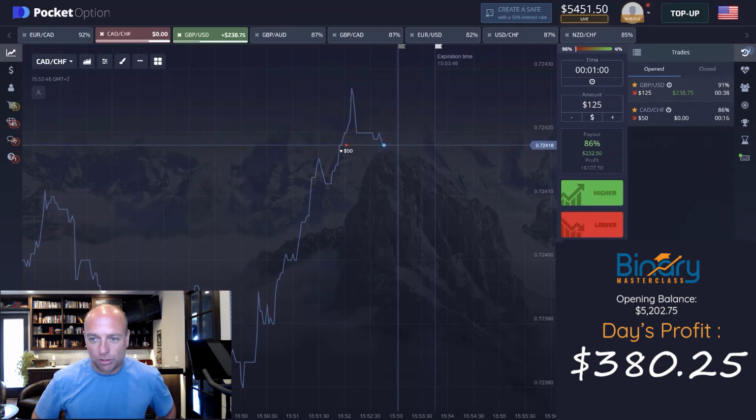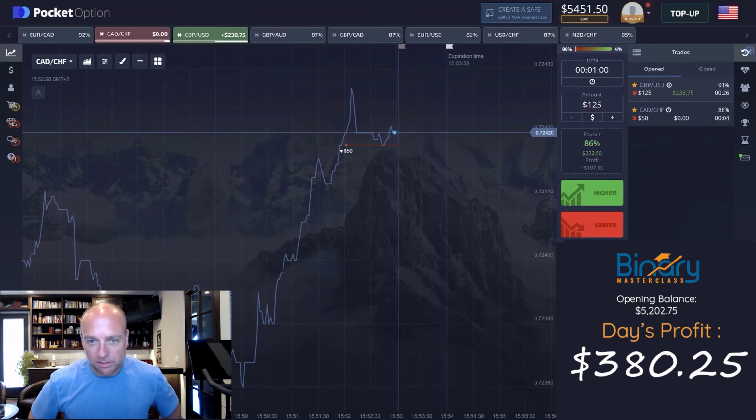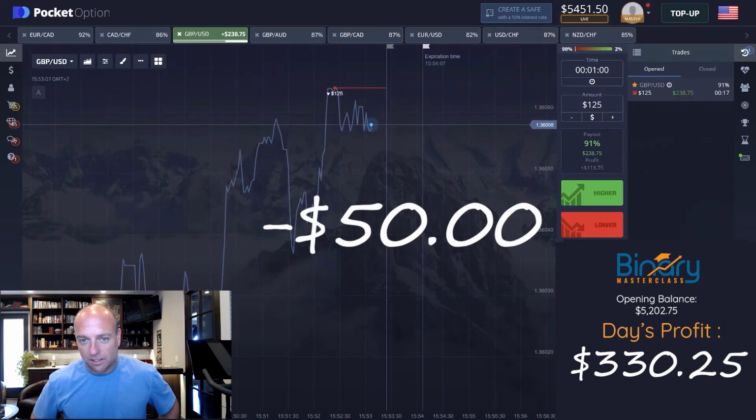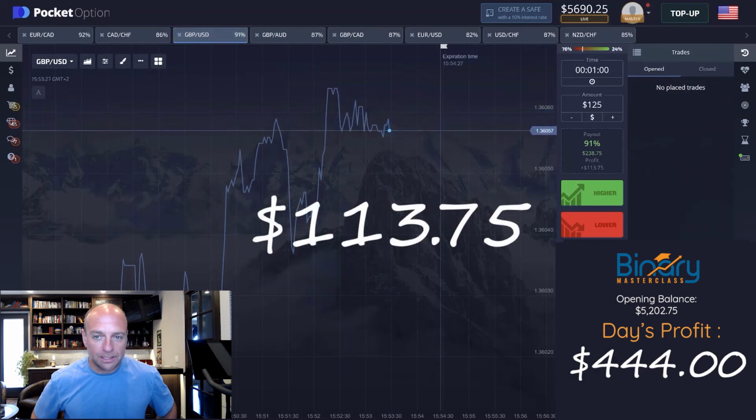CAD franc comes back down to our money line. What's it gonna do? What's it gonna do? It is gonna push us to a second. Our second entry on pound USD is a winner. Got to go back up and clean up that other trade now.